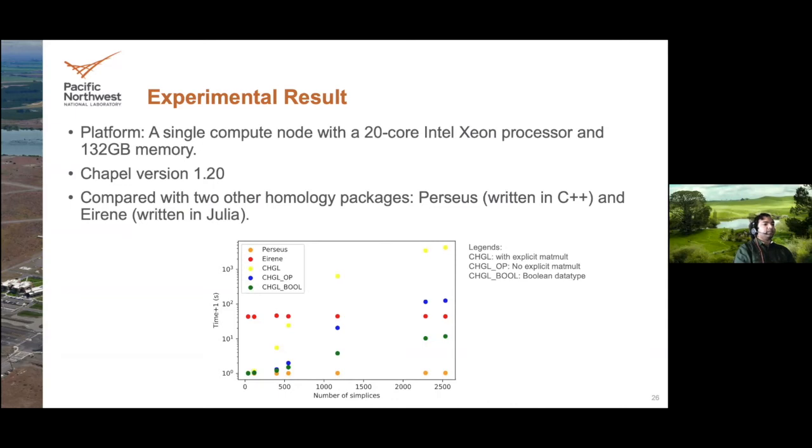With explicit matrix multiplication, the performance was not very promising, just because we are doing a lot of matrix multiplication, and that was the potential bottleneck.